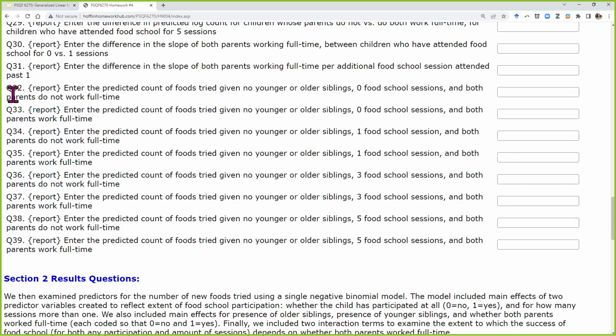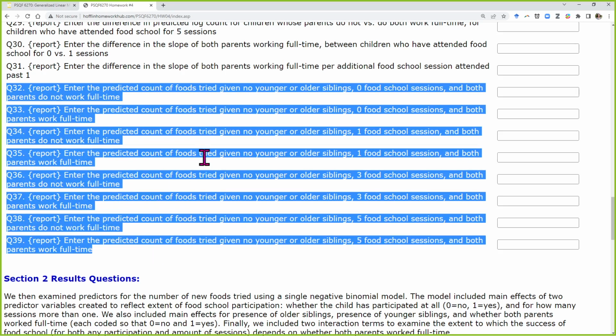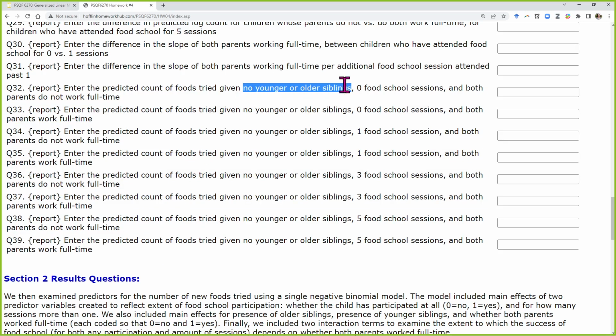So these questions that you're asking about are question 32 through 39. All of them have in common that they're specifying it for a child that doesn't have any siblings. So those would be held constant across your prediction equations. And it's varying with respect to full-time work status and number of food school sessions. So I believe you should be able to use either prediction or a GLHT statement to get each of those. If you use prediction, you would want to do type equals response so that you're in predicted count as opposed to log count.